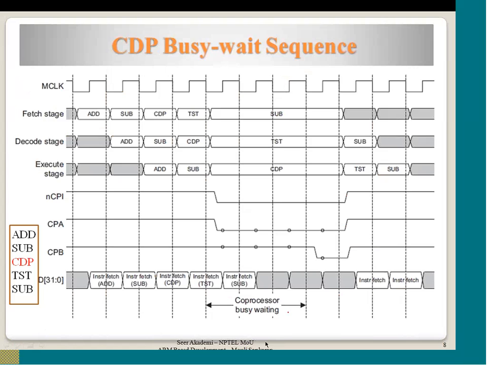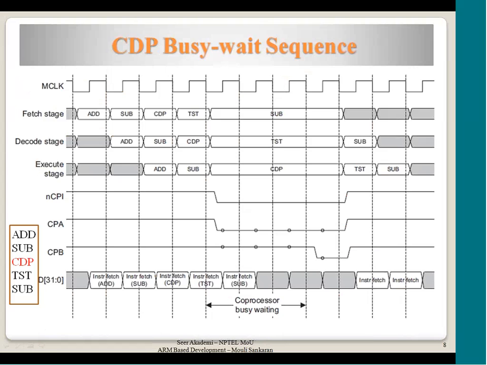Now this looks very complex, but it is very easy to understand. This M clock, all of you are aware, is the common main clock. These are the different instructions in the pipeline. This is the fetch stage of the pipeline. This shows ARM's pipeline. This is the order in which the instructions are given. This is the starting address, and then the instructions go like this.